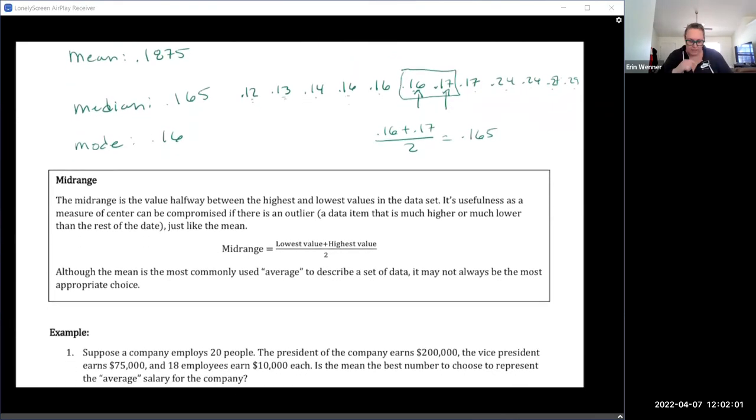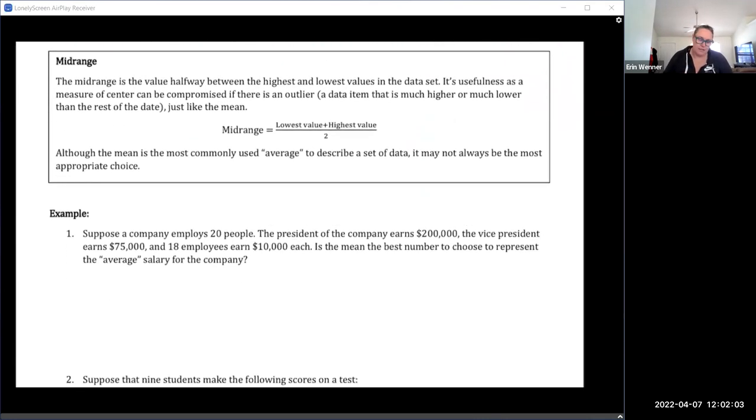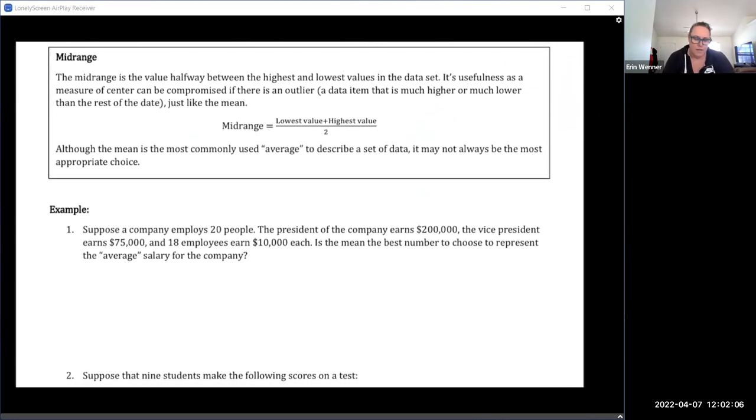Okay, so the mid-range is the value halfway between the highest and lowest values in the data set. So the mid-range is sort of like the median sometimes, and other times it would be a value that's not even there, because you take the lowest value and the highest value, you add them together and divide by 2. I will tell you, I have never used the mid-range for anything, but it is one of your vocab words, so I just want to talk about it.